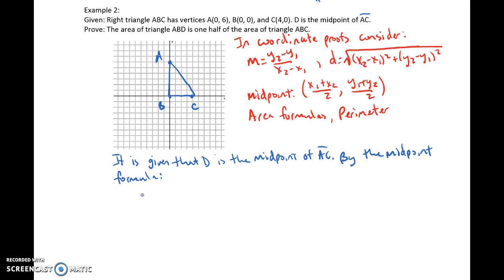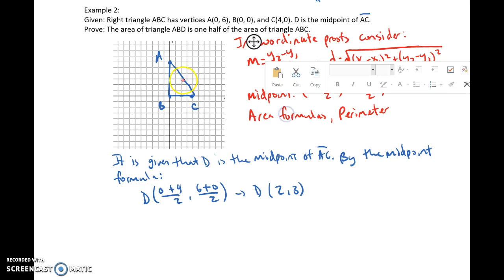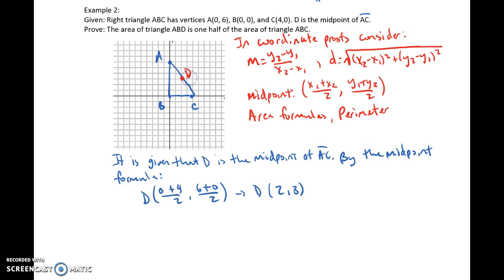So the coordinates of D would be x1 plus x2, so 0 plus 4 over 2, and then y1 plus y2 over 2. So the coordinates of D are 2, 3. And I'm going to go ahead and plot that on my coordinate plane so I can work with this. So there's my D, and then I want to create the triangle ABD. So I'm going to connect B to D. There's the second triangle. Okay?